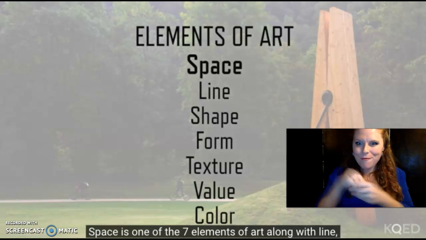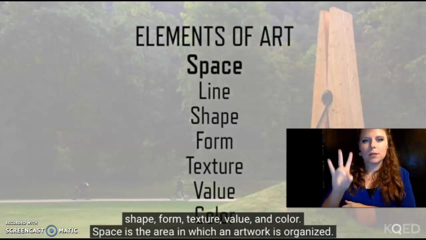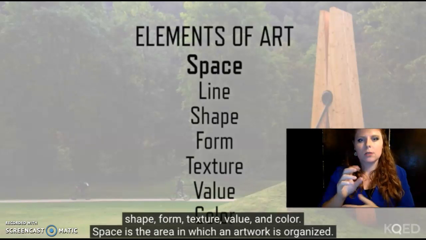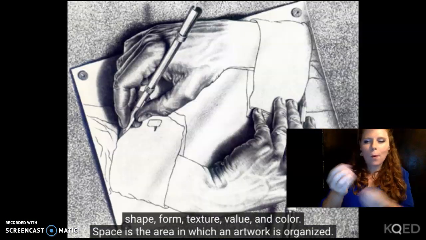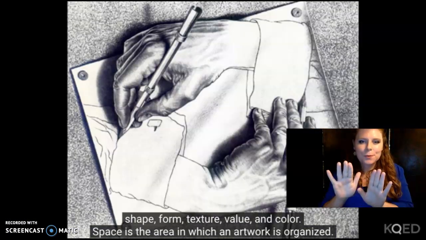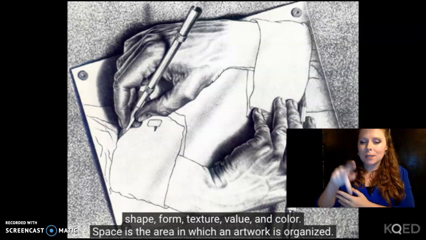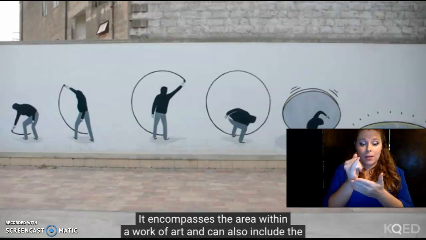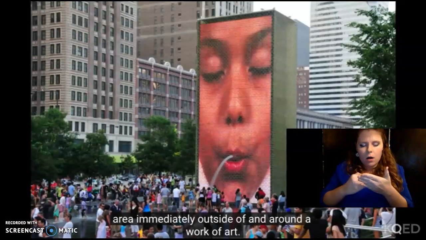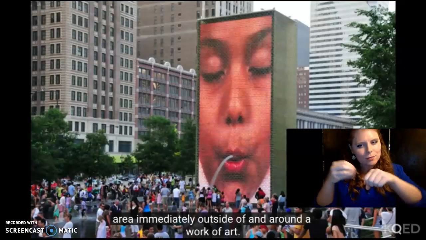Space is one of the 7 elements of art, along with line, shape, form, texture, value, and color. Space is the area in which an artwork is organized. It encompasses the area within a work of art and can also include the area immediately outside of and around a work of art.